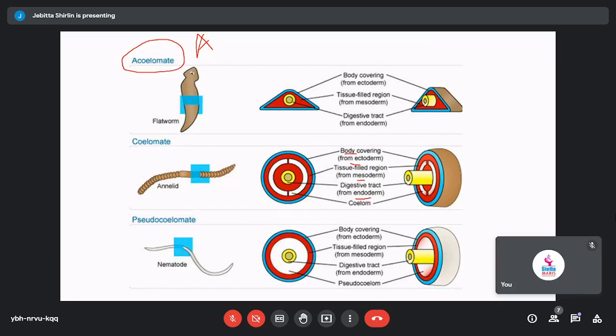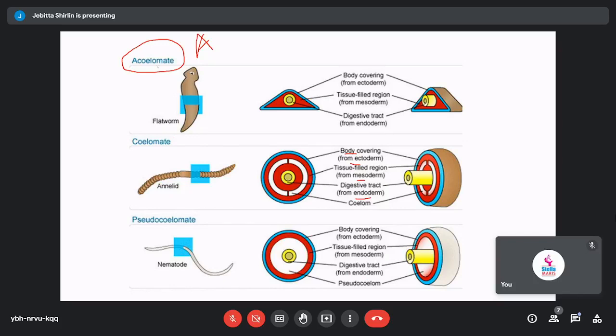Look at the last one, pseudocoelomate. Pseudo means something which is false, which is not true or not genuine. Pseudocoelomates don't have a true coelom. They have a representation of coelom, but it is not a true coelom. So outer layer ectoderm, middle layer mesoderm, and inner layer digestive tract. In between that, you have a layer which is pseudocoelom. Okay, so look at the examples also.